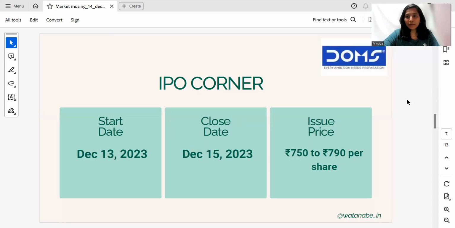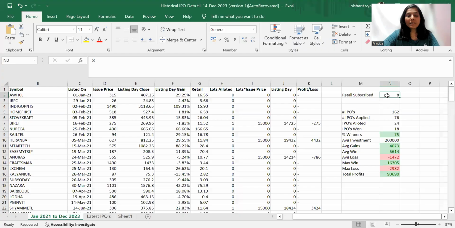So this IPO started on 13th of December and close date is today, that is 15th of December. And the issue price is ranging between 750 rupees to 790 rupees per share. Now let me take you to the stats part. Now this company has been subscribed by more than 50 times. So let me take your maximum number, that is 10.